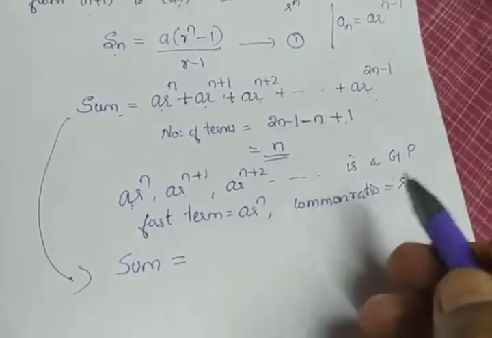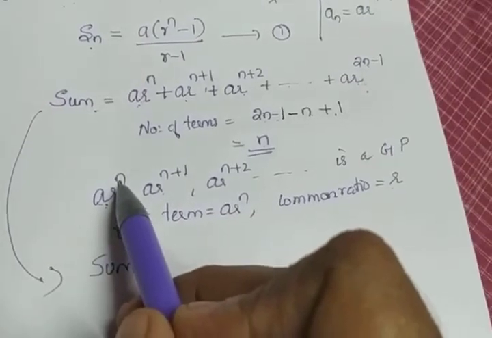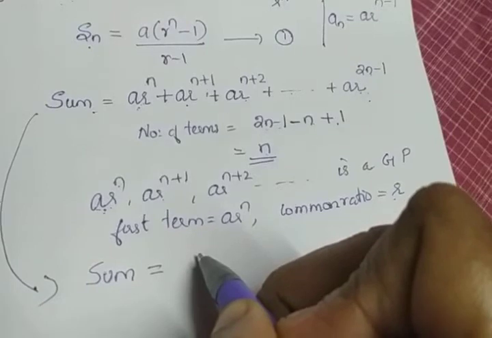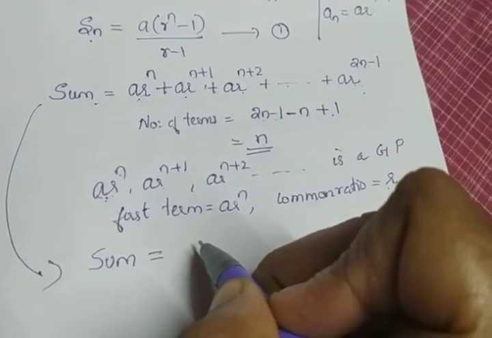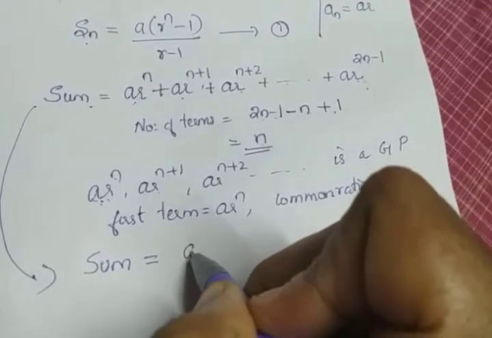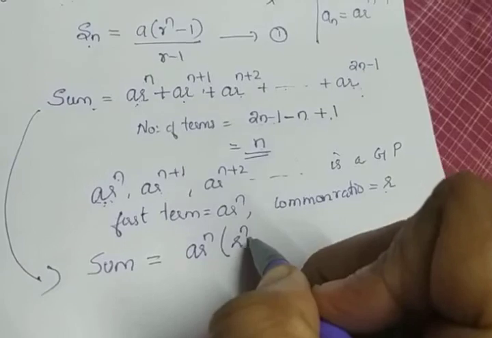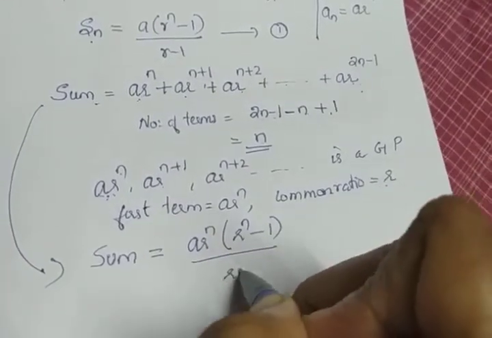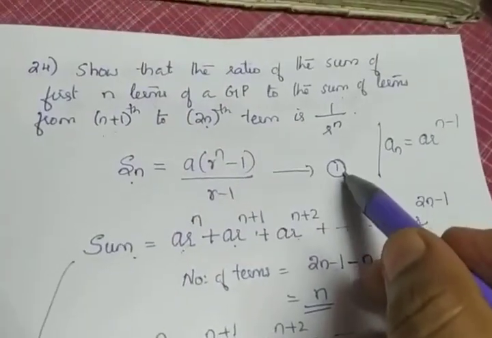So instead of writing out these terms, it is enough to calculate the sum using the formula for the sum of n terms of a GP, provided the first term is a r raised to n and the common ratio is r. So here also we apply the same formula, a into r raised to n minus 1 by r minus 1. Here the first term is a r raised to n, so it is a r raised to n into r raised to n minus 1 by r minus 1, as the common ratio is r itself. Let this be equation number 2. This is equation number 1.